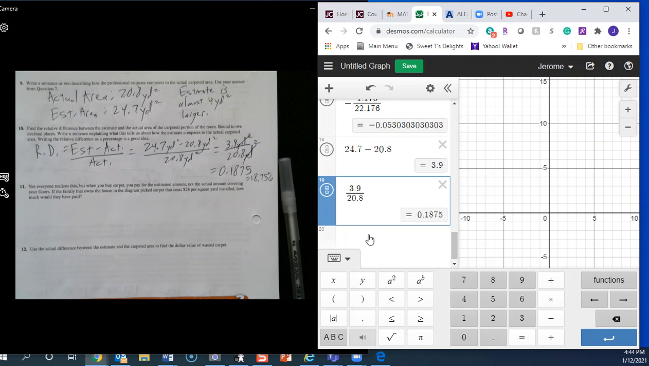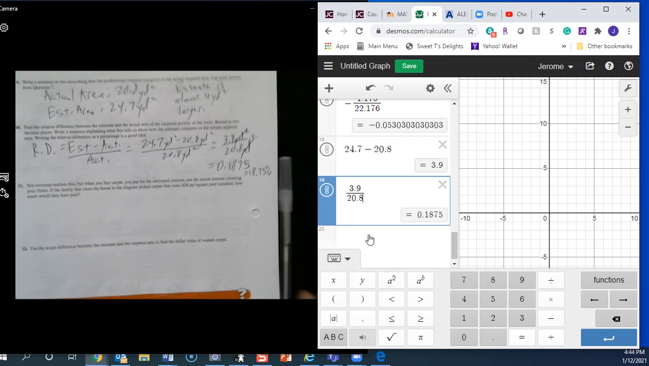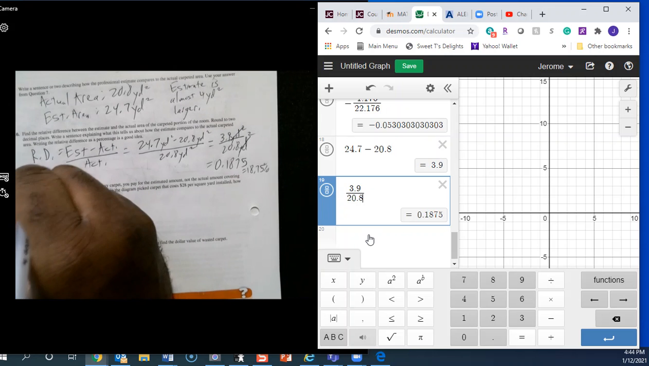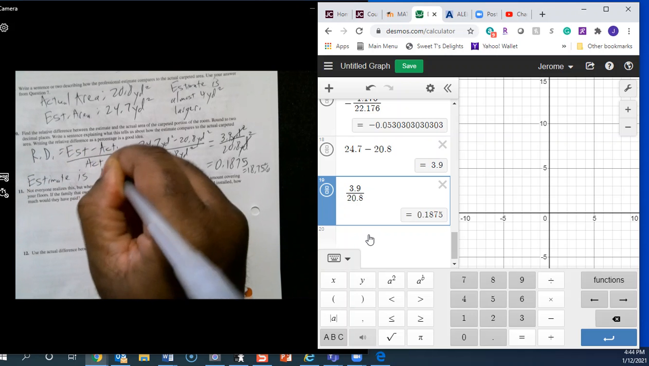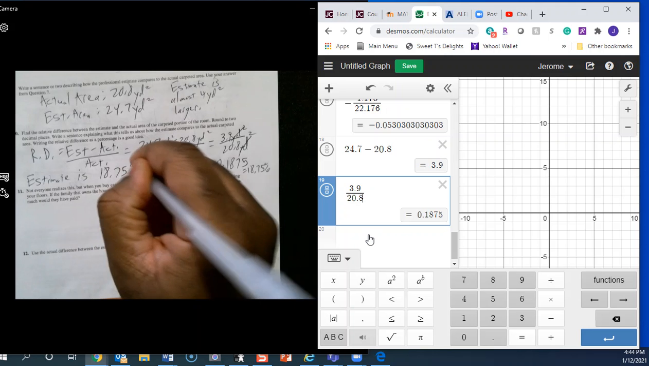So that is the difference between the two. Now, so we could say the estimate is 18.75% larger.